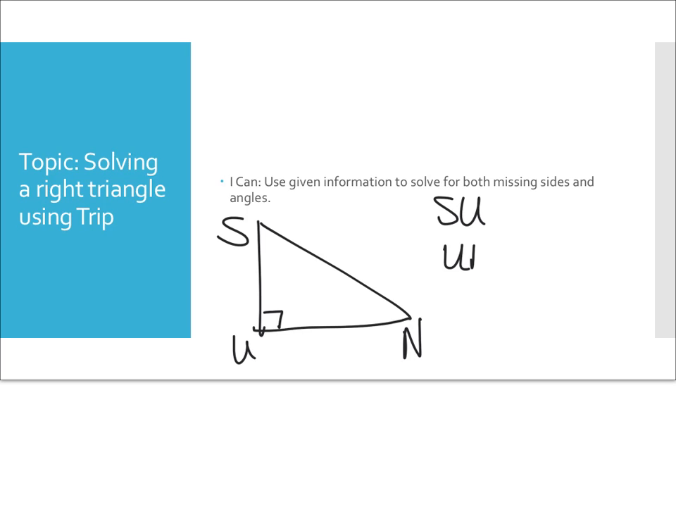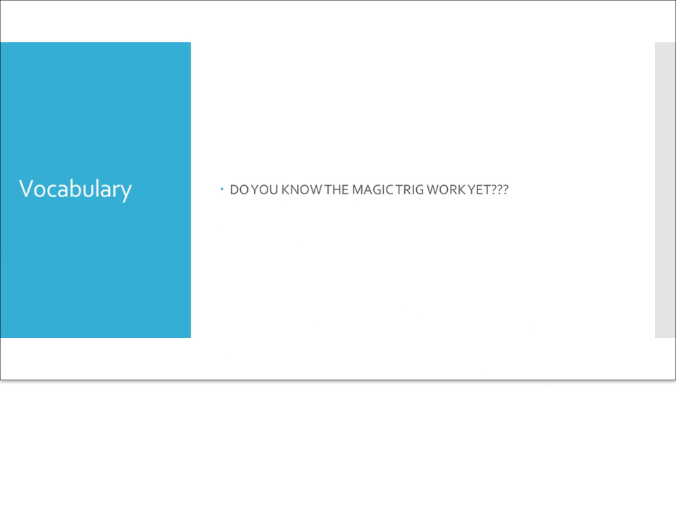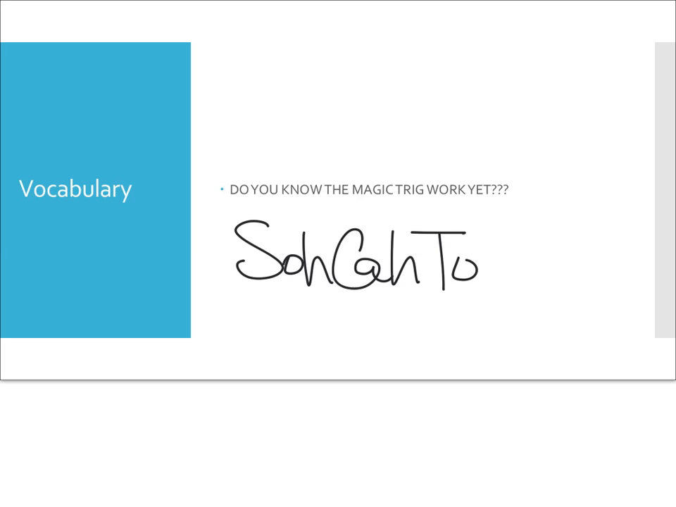That means given very little information, we ought to be able to use trig to find all 6 parts, all 3 of these sides and all 3 of these angles: angle S, angle U, which we know already is 90 degrees, and angle M. Obviously I don't have any information on this one, so you'll see how little information we can have to solve the entire triangle, finding everything.